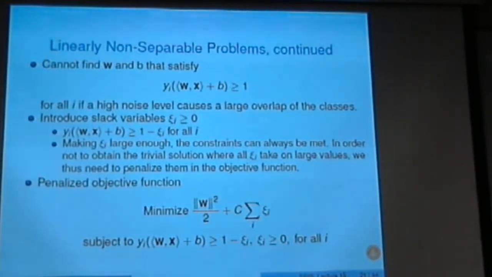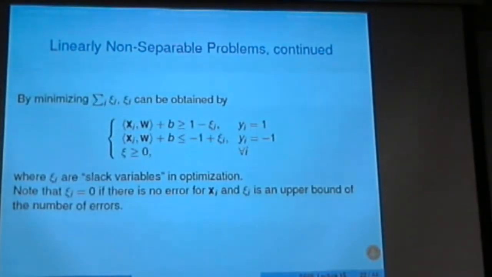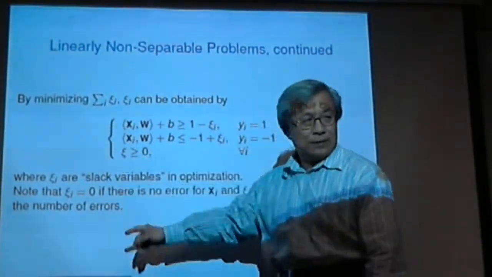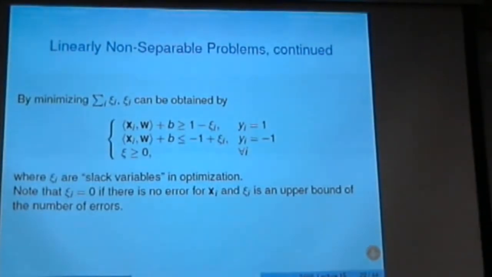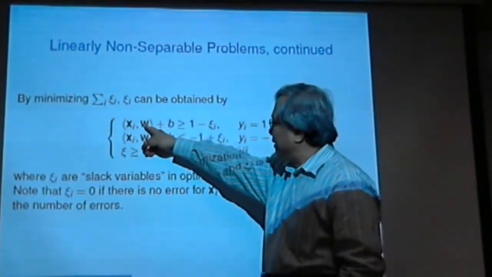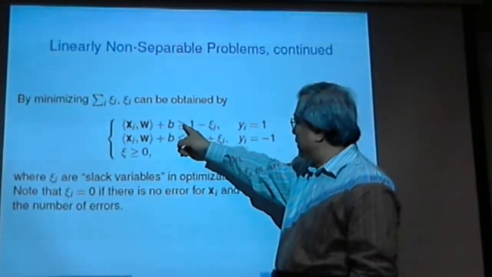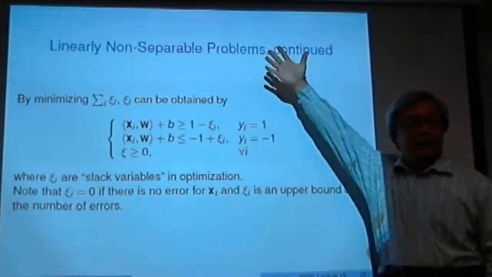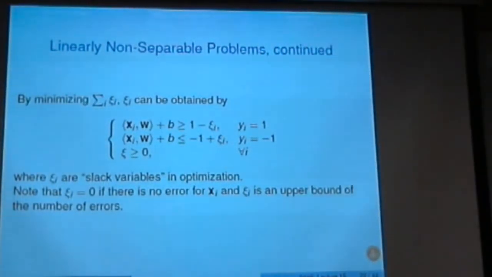Anyway, the idea is to penalize your objective function in a certain way. Minimizing this, we can obtain the result. I think I have a typo, I'm going to change that: the slack variable is greater than or equal to 0. If the inner product of xi and w plus b is greater than or equal to 1 minus the slack, it's on one side and you classify it as one class. Otherwise, if it's less than the negative of this quantity, it's from the other class. That's the figure we see there.